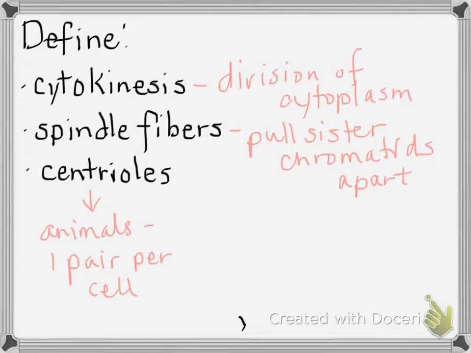Cytokinesis is division of the cytoplasm. We usually associate cytokinesis with telophase. Spindle fibers are those proteins that separate the chromatids during anaphase. They pull them apart. Proteins that pull sister chromatids apart. I got it up here.